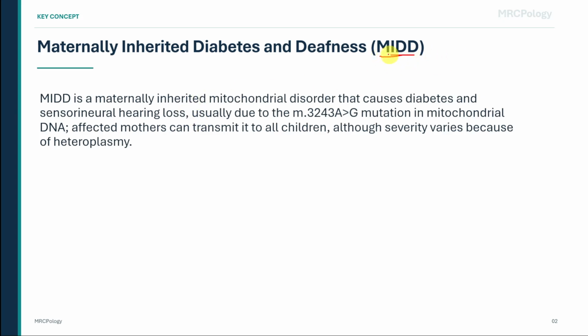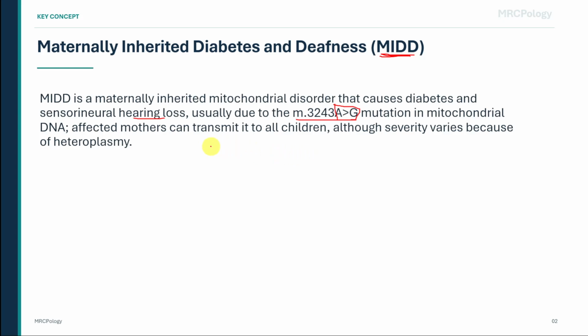MIDD is a mitochondrial disorder characterized by diabetes mellitus and progressive sensorineural hearing loss. The most common genetic abnormality is the m.3243A>G mutation in mitochondrial DNA. To understand MIDD clearly, think in four connected areas: inheritance, impaired energy production, the clinical pattern, and management.